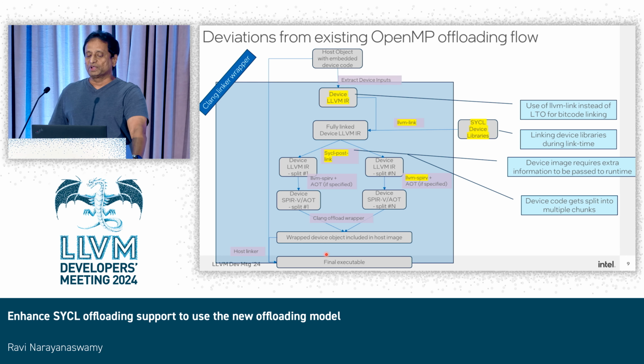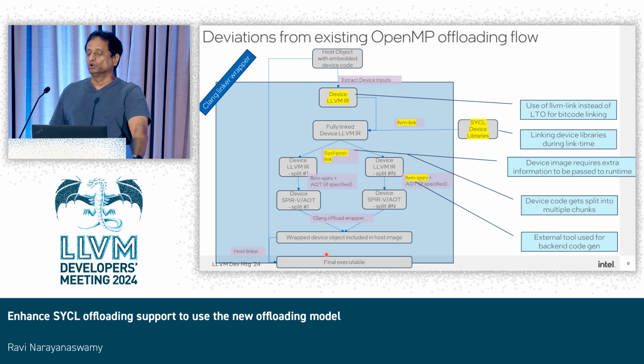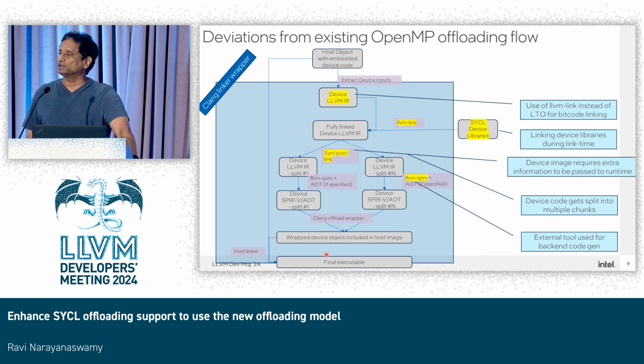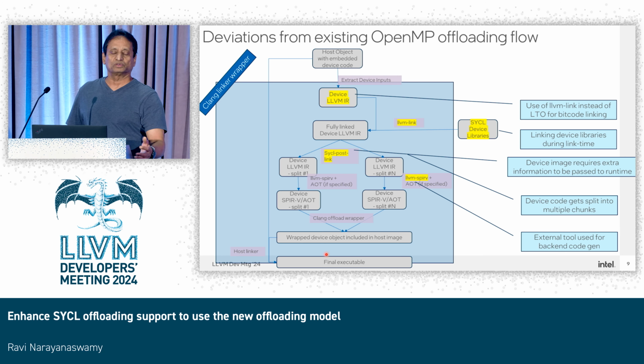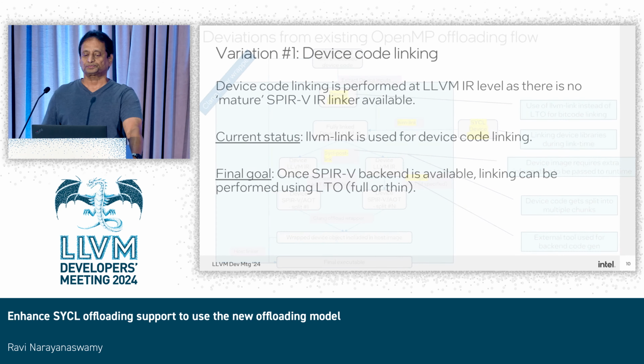And then we also have code splitting, which we do at the sycl-post-link stage. As I said, we have reasons for doing the code splitting, and I'll explain that later on. And finally, we use an external tool to convert LLVM IR to SPIR-V. In the previous talk, you saw that they're working on direct code generation to SPIR-V. Once we have that, we'll incorporate it and change certain things here.